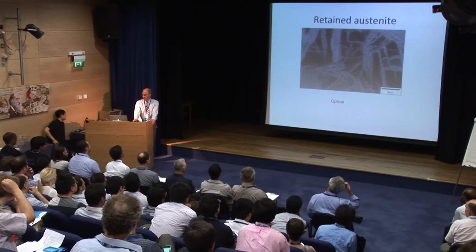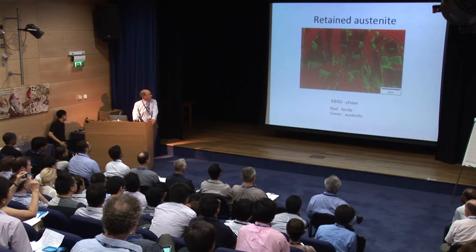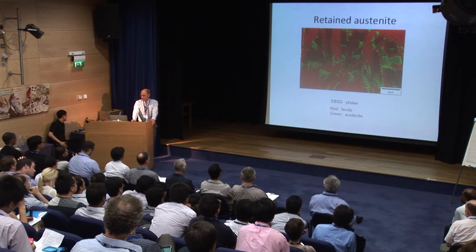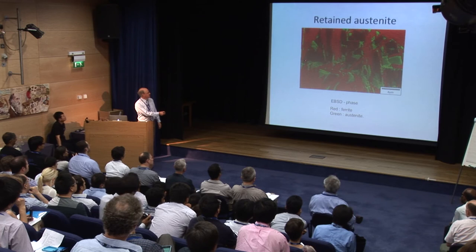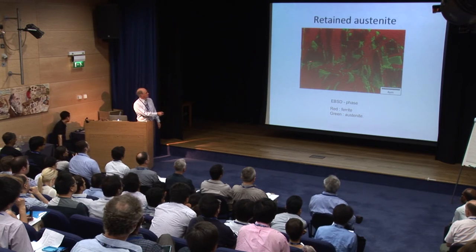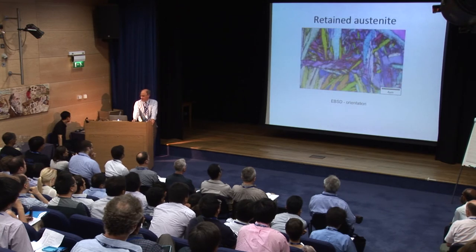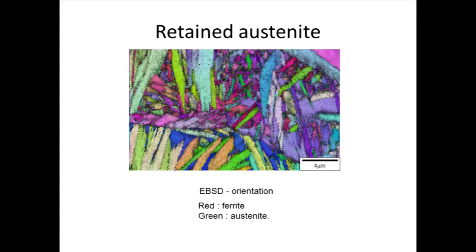And when this was examined by EBSD, we found that those blocky phases were indeed not all retained austenite. See this block here is largely austenite with only some ferrite within it. And examination by EBSD showed that the ferrite was in the form of very fine packets within those areas.